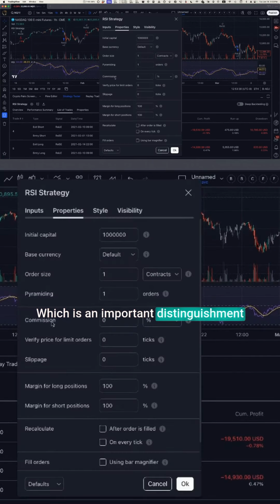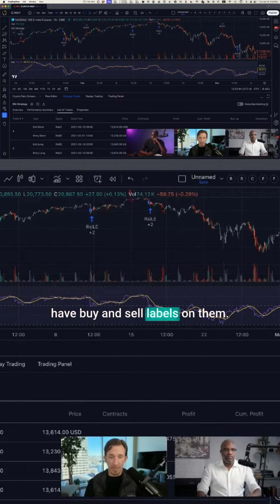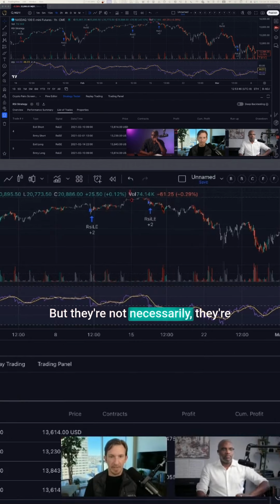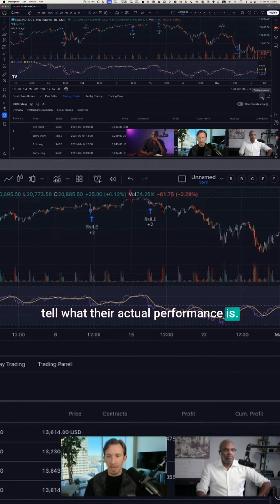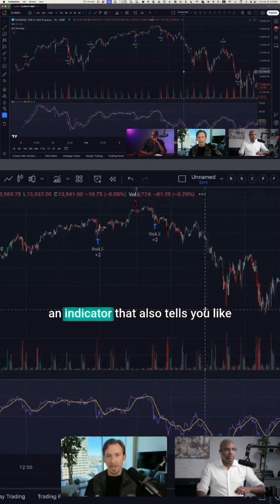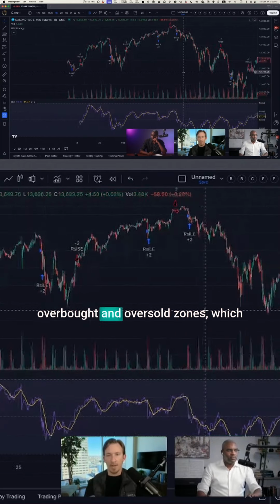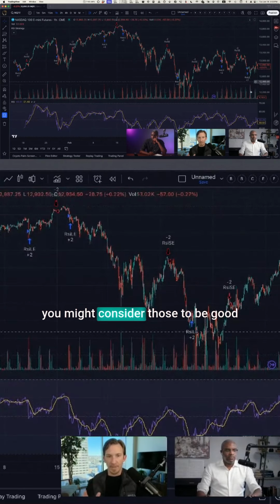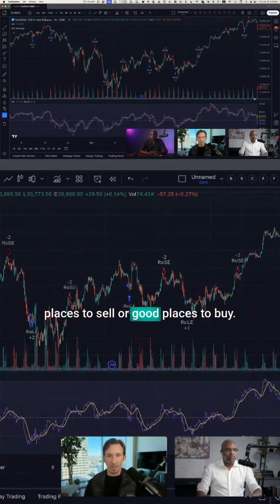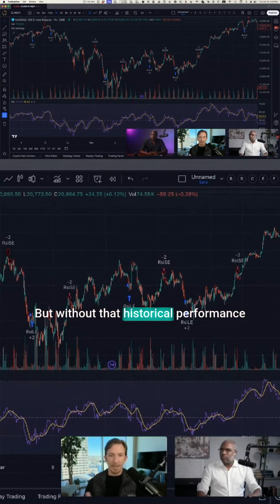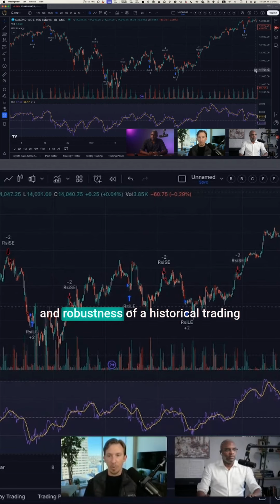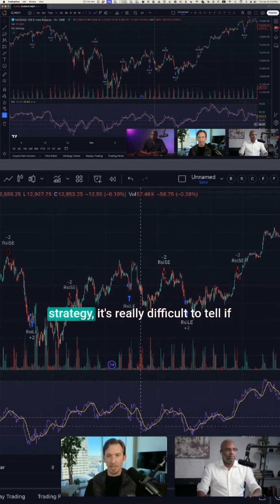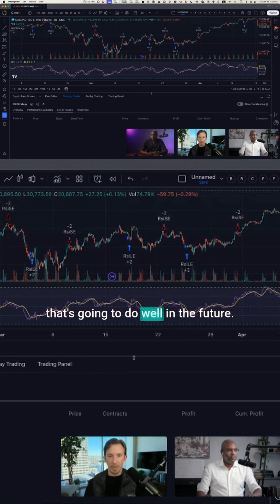Which is an important distinction between the two because there's a lot of indicators on TradingView that have buy and sell labels on them, but they're not actual strategies, so you can't tell what their actual performance is. In some cases, you might have an indicator that also tells you overbought and oversold zones, which you might consider to be good places to sell or good places to buy. But without that historical performance and robustness of a historical trading strategy, it's really difficult to tell if that's going to do well in the future.